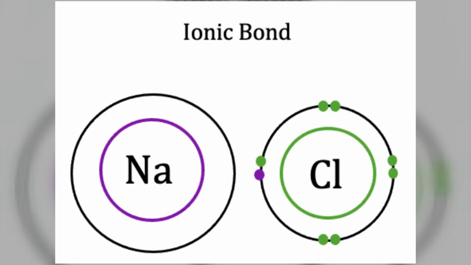What happens is the chlorine is like, you know what? I'm just going to steal your electron from you, sodium, and you can just give it to me. You don't need it. And so chlorine takes an electron from sodium, just takes it. It leaves sodium one electron short, and it gives itself an extra electron, one more than it should technically have.